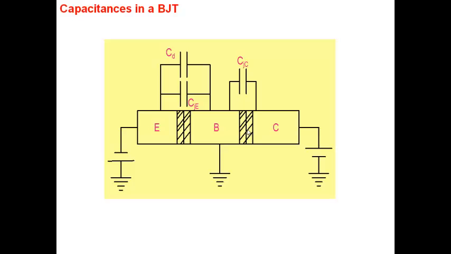Okay. So this is a picture of capacitances in a bipolar transistor. Across the base emitter junction, I have two capacitances. CJE is the junction or depletion capacitance, and CD is the diffusion capacitance. Both of them come in parallel. And CJC is the capacitance across the collector base junction. This junction is not forward biased, so I don't have a diffusion capacitance.